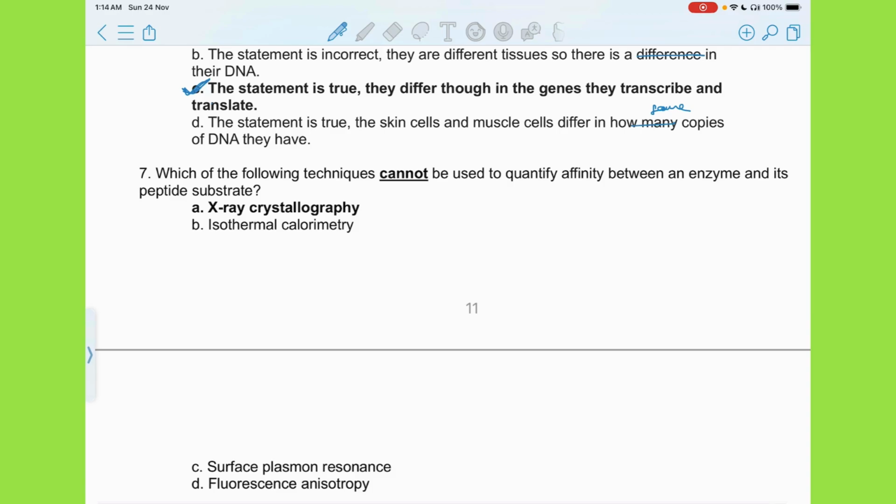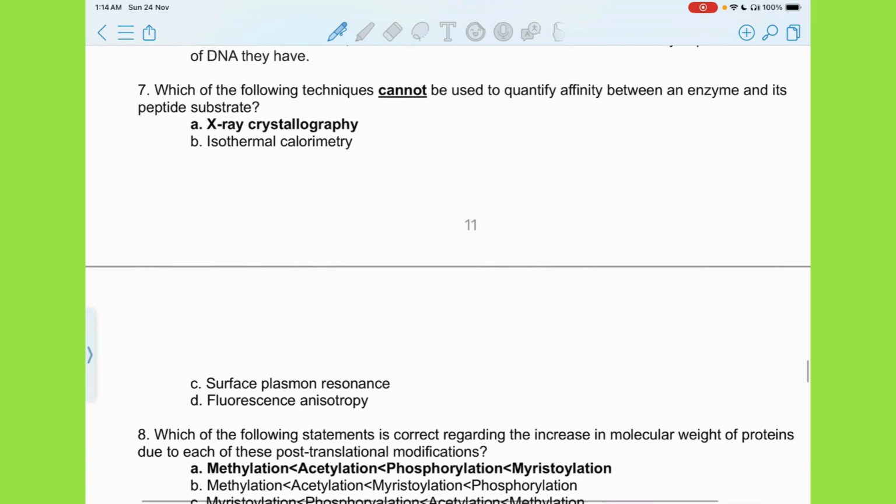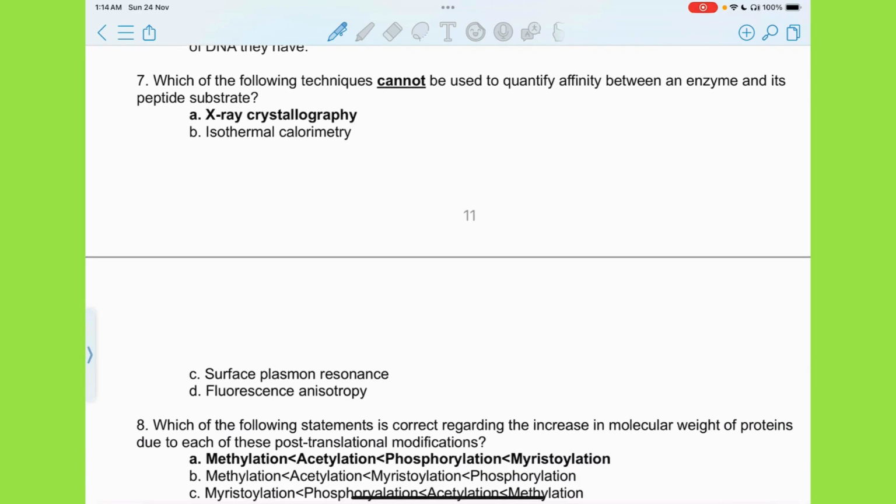Now for the next question. Here again you need to be very theoretical with the different analytical tools used in biology and chemistry. Let's see which of the following techniques cannot be used to quantify affinity between an enzyme and its peptide substrate. Let's see X-ray crystallography. X-ray crystallography basically gives us the atomic resolution of the bond between an enzyme and the peptide, but it's not giving us any quantity.